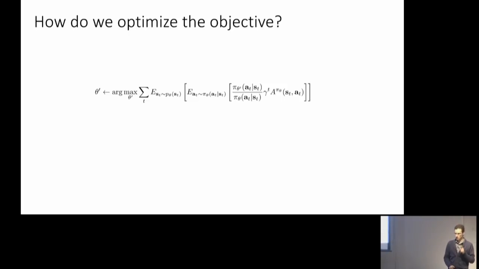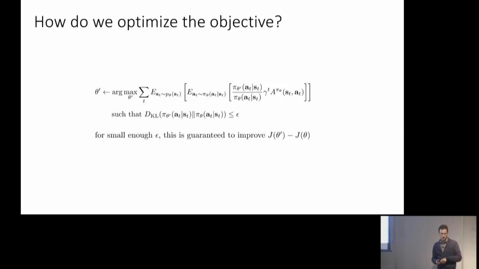But this is only a valid objective if you stay close to theta. So it's not enough to just plug this into TensorFlow and let it maximize it. You have to impose a constraint. And the constraint has to be such that the KL divergence between pi theta prime and pi theta is bounded. So if you can find a way to impose this constraint, then you can plug things into your favorite autodiff software and get an improved policy. So for small enough epsilon, this is guaranteed to improve j theta prime minus j theta, which is a thing that you really want. So how do we do that?